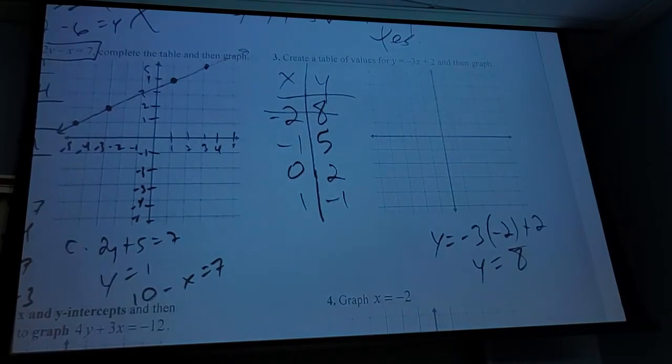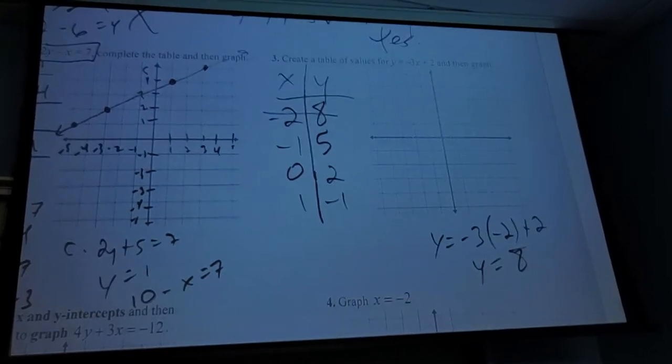Do you guys see what I'm saying? We just need a few points. In fact, we only need 2, but I do 3 normally at least, just to make sure everything's kind of looking good, right? Are you guys understanding?